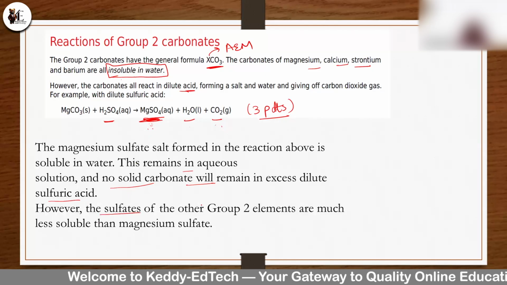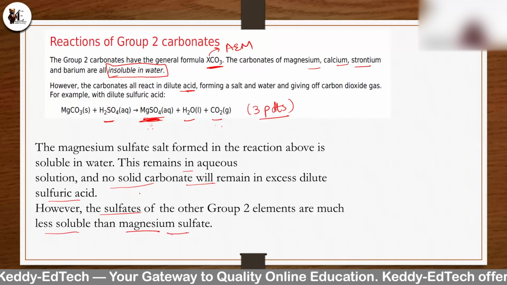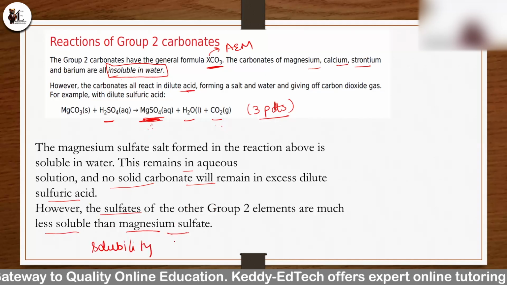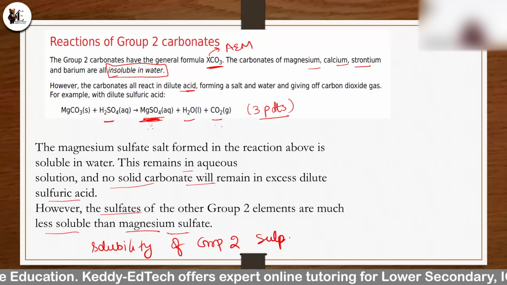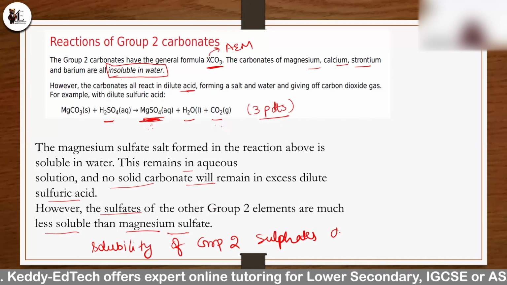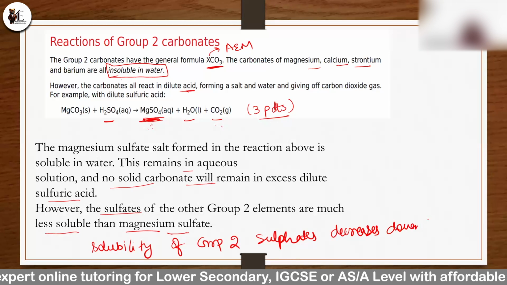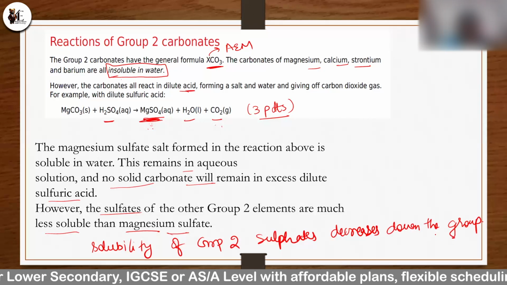But if we talk about sulfates of other group 2 elements, they are much less soluble than magnesium sulfate. That means the solubility of group 2 sulfates decreases down the group. Got it? Yes, ma'am. Write it down.